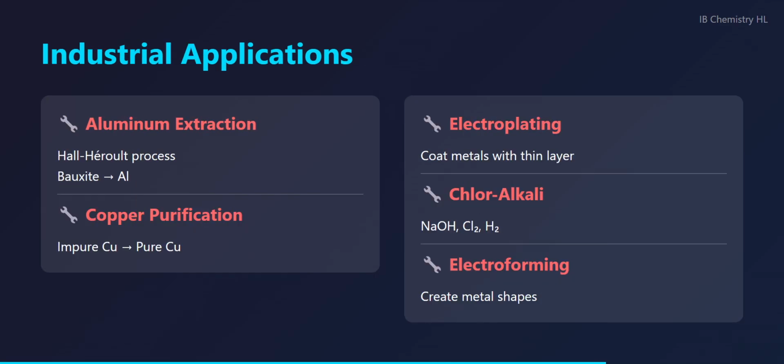Industrial applications of electrolysis include the extraction of aluminium from bauxite, purification of copper, electroplating, and the chlor-alkali production of sodium hydroxide and chlorine.